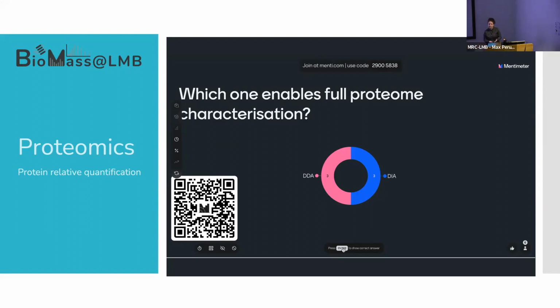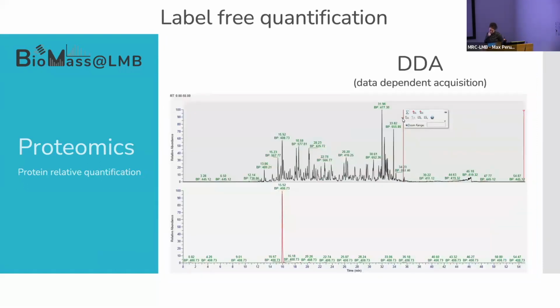DIA also works like that, but especially with this new generation of fast instruments, you can do it in much shorter gradient times. To get a good quantification, probably half an hour to 45 minutes per sample gets you around 9,000 to 10,000 proteins in one go instead of 3 days. And this is exactly what we get.